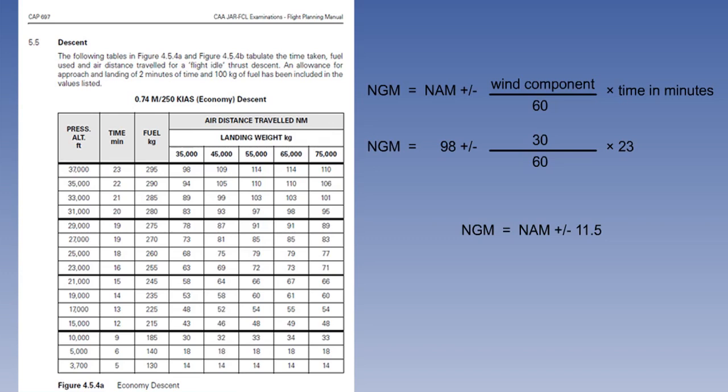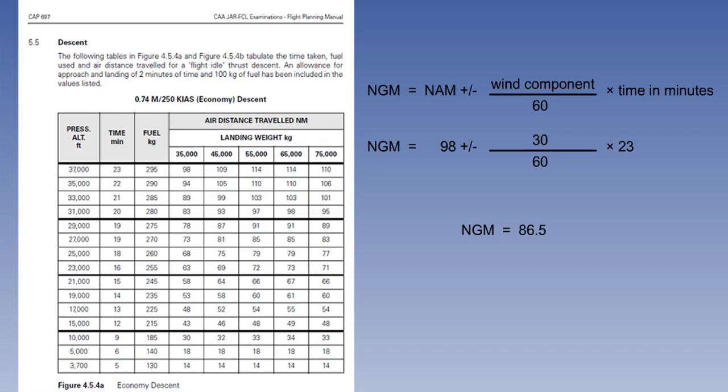Remember that in the example we had a headwind, and headwinds reduce the ground distance. Therefore, the ground distance will be less than the air distance. This means that in our example, we have calculated the nautical ground miles to be 86.5.